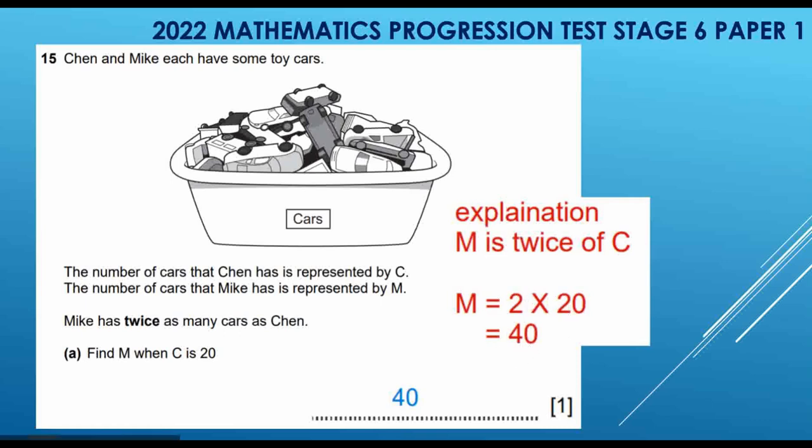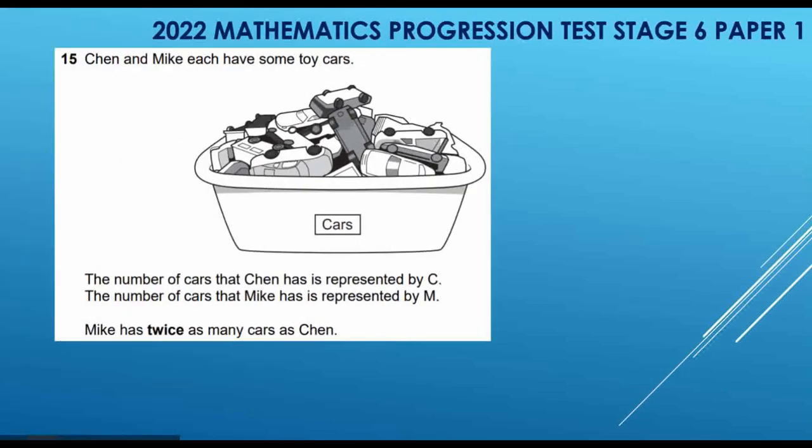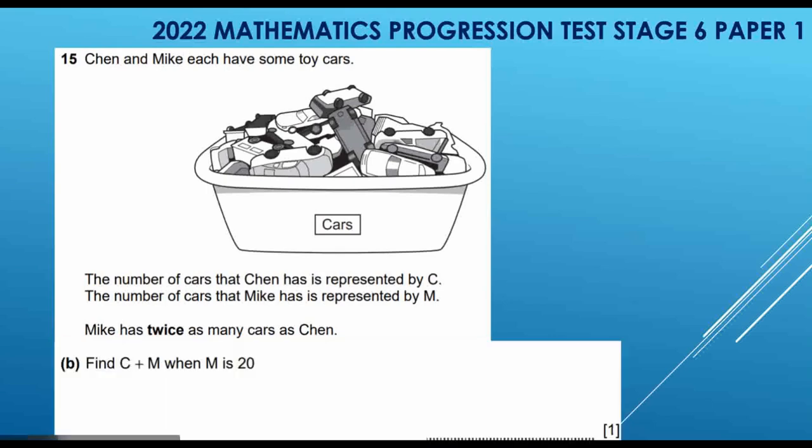Next. Question 15b. Chen and Mike each have some toy cars, the same information. Mike has twice as many as Chen. And let's see question B. Find C plus M when M is 20.